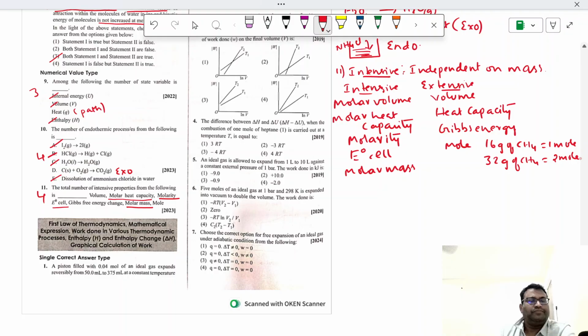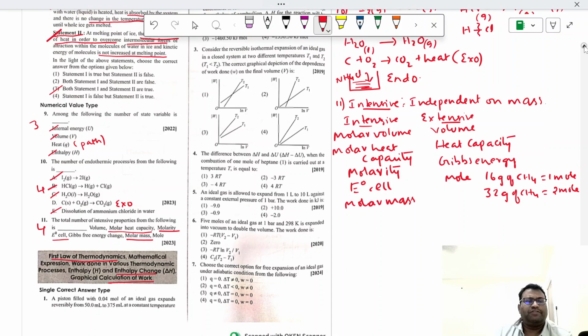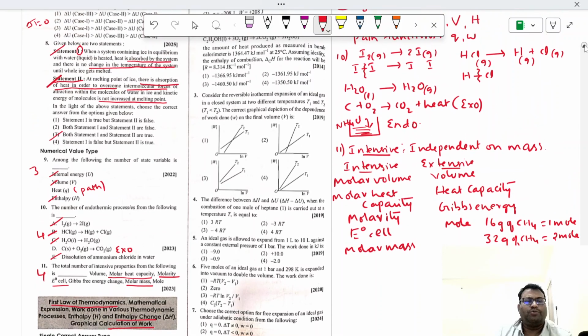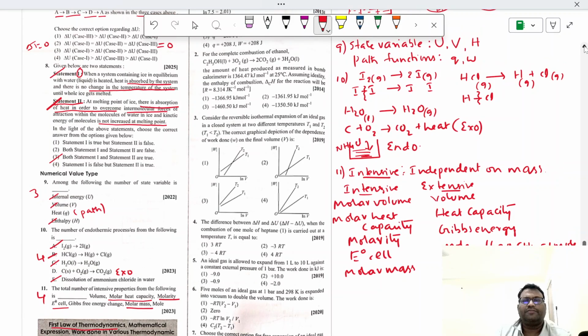Okay. Next, coming to here, we are speaking about questions on enthalpy change, first law of thermodynamics, enthalpy change, and calculation of work, right? So question number 1. What is given in question number 1? A piston filled with 0.04 mole of an ideal gas, right?